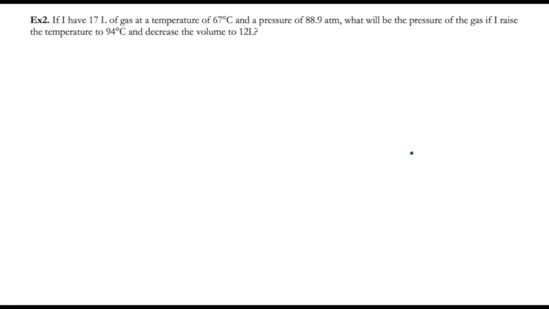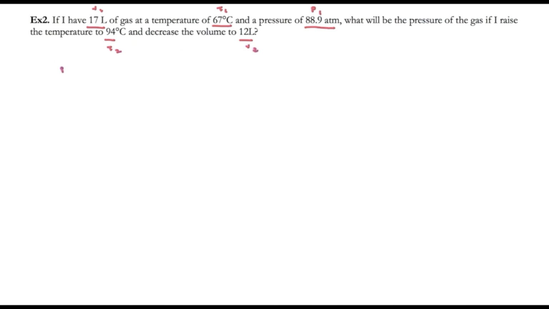All right, let's look at example 2. I have 17 liters of a gas at a temperature of 67 degrees Celsius and a pressure of 88.9 atmospheres. What will be the pressure of the gas if I raise the temperature to 94 and decrease the volume to 12 liters? So since I'm changing 3 variables, I'm using combined gas law. This is V1, this is T1, this is P1, this is my T2, and this is my V2.